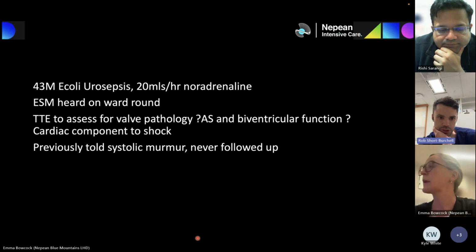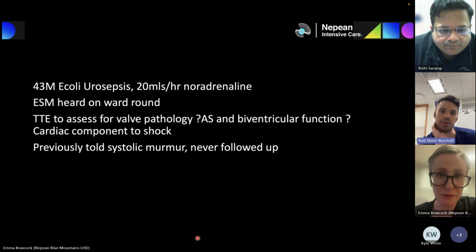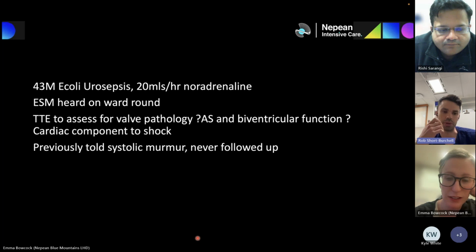So 43-year-old with urosepsis on 20 mils an hour of noradrenaline. There's an ejection systolic murmur heard on the ward round. Transthoracic echo, valve pathology, query AS, and biventricular function, query whether there's a cardiac component to the shock state. Previously told systolic murmur, never followed up.